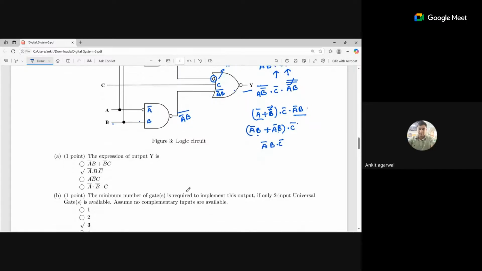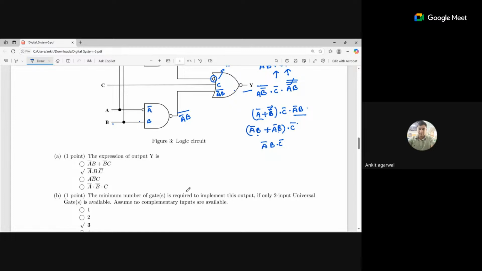The expression is A bar B C. Now, minimum number of gates required to implement this output, if only two input universal gates are available, assume no complementary inputs are available. I think we changed this question because implementation using universal gates is not covered. When we cover the implementation using universal gates, we will solve that.